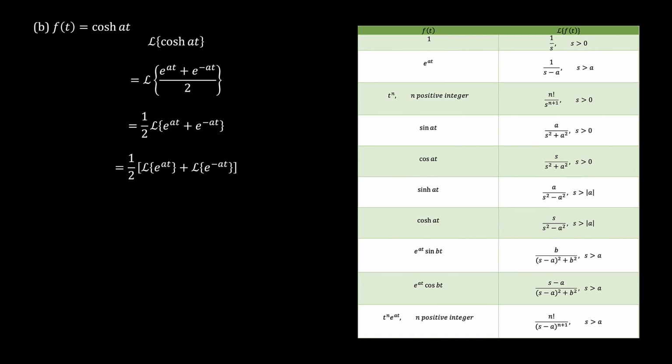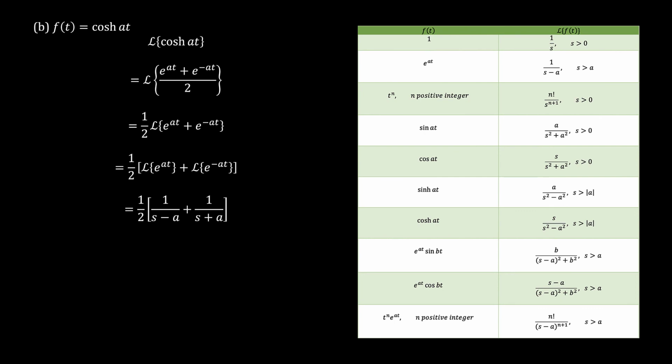So notice for the first one, e to the at, okay, that's going to return 1 over s minus a. And when I look at the next one, the Laplace transform of e to the -at, well, I'll have 1 over s minus a, so it'll turn that one to a positive, and that's going to give me this result right here. So I have 1/2, 1 over s minus a, that comes from the Laplace transform of e to the at, plus 1 over s plus a, and that's coming from the Laplace transform of e to the -at.